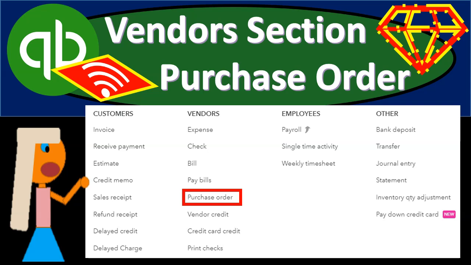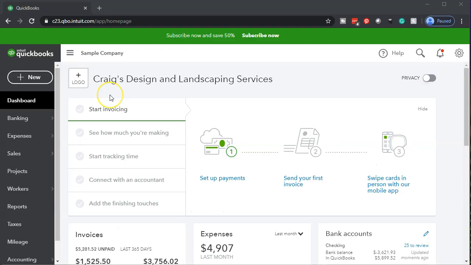In this presentation, we will continue on with our analysis of the forms within the vendor section, this time taking a look at the purchase order within QuickBooks Online. Here we are in the free version of the software for Craig's Design and Landscaping, which you can find by browser searching for QuickBooks Online Test Drive.